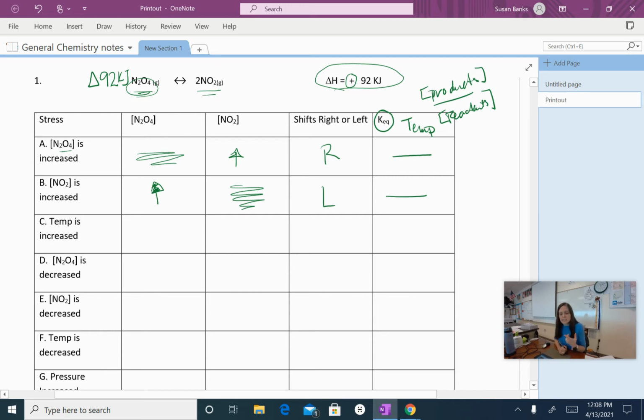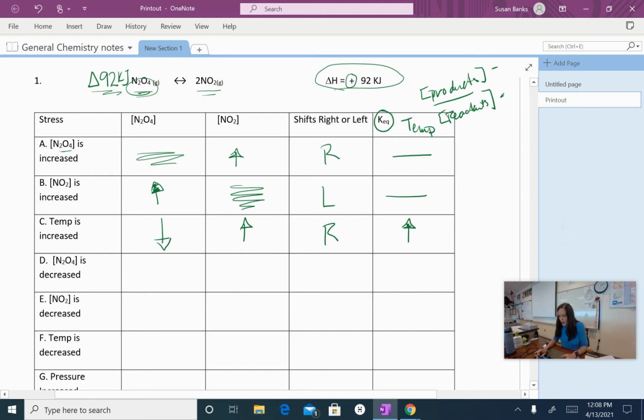Our temperature is increased. That's going to make that left side really heavy. So that means we're going to shift right to make more products. Okay? So if we make more products, that means our ratio of products over reactants is going to get bigger. So our equilibrium constant, because we have more products and fewer reactants, is going to actually get larger. So our concentration of dinitrogen tetraoxide is going to go down because we're shifting right, and our concentration of nitrogen dioxide is going to go up.